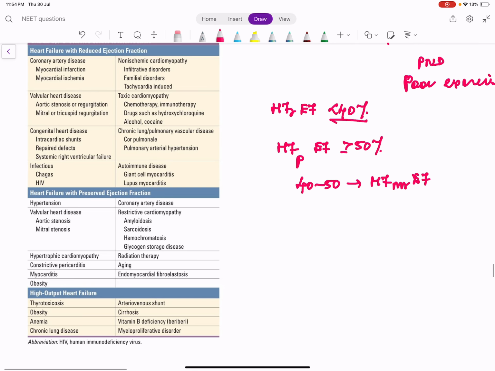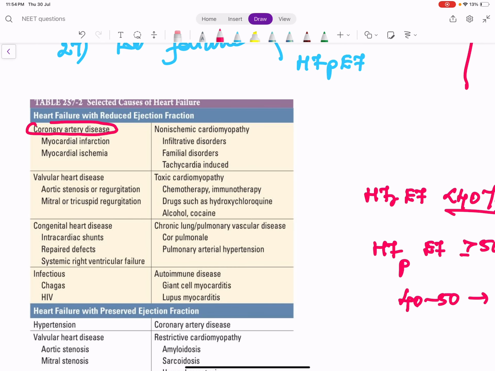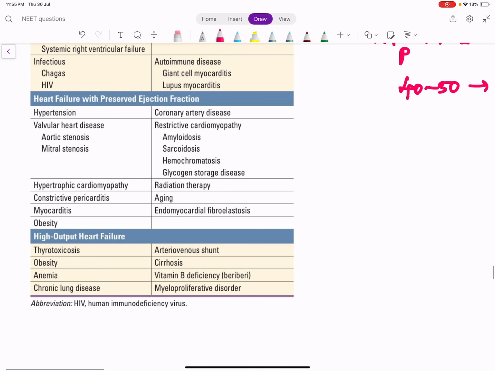The most common cause for heart failure with reduced ejection fraction being coronary artery disease, post-MI. Of course, valvular heart disease can cause, infections can cause. So heart failure with reduced ejection fraction usually causes dilated cardiomyopathy, right? The same causes you can apply here. Heart failure with preserved ejection fraction, here we can think of restrictive cardiomyopathy. Heart will never dilate. So here again the cause is hypertension, obesity, hypertrophic cardiomyopathy.